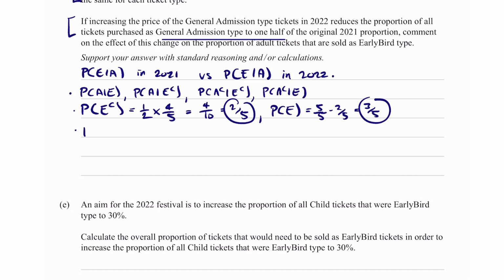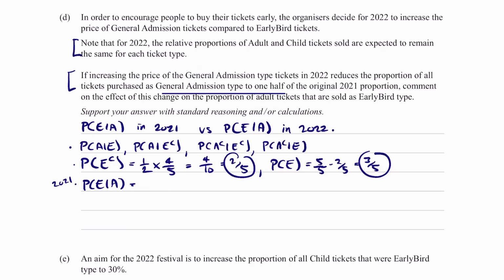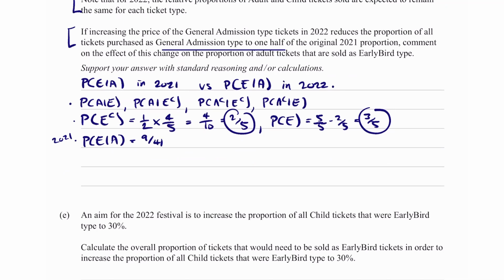So we want to find the probability of E given A. In 2021, what was the probability of E given A? It was 9 over 41. In 2022, we now need to recalculate this. So we use Bayes' theorem to do this, because we know this probability up here: A given E multiplied by the probability of E divided by the probability of A.